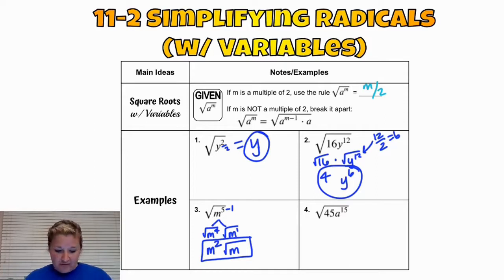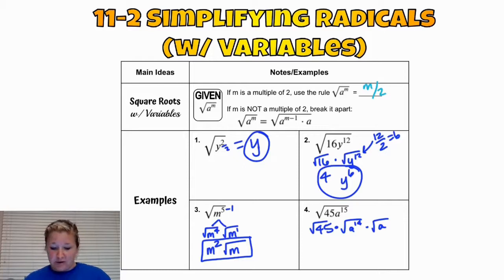So we have the square root of 45a to the 15th. I'm trying to think of a perfect square that goes into 45, and I can't think of one. But this is going to be the square root of 45 times the square root of a to the 14th times the square root of a. Remember, when I multiply, I'm adding exponents. So that's why I can just take 1 away and add the other one there.